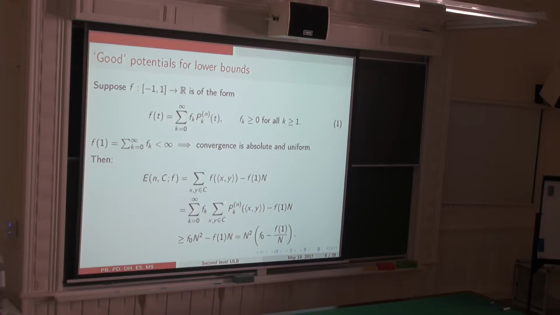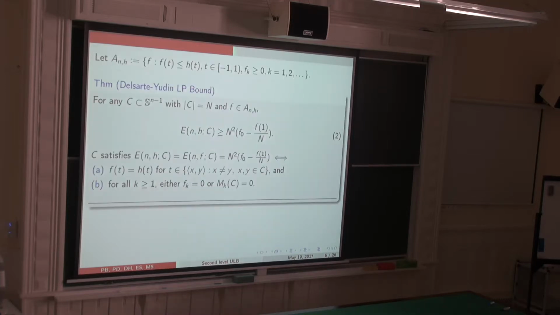Here we drop all of these terms because they were non-negative, except for the first one, and then we get that Delsarte-Yudin bound. And indeed, we want to maximize this quantity over these polynomials or these series. That's what the linear programming method really consists of. So one important condition for f is up here: f(t) is less than or equal to h(t).